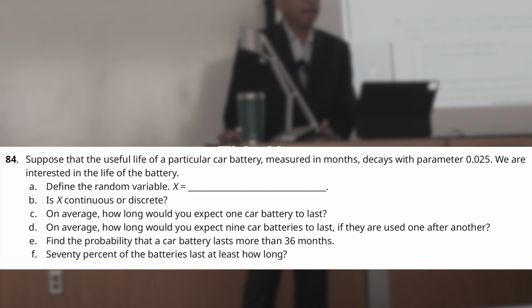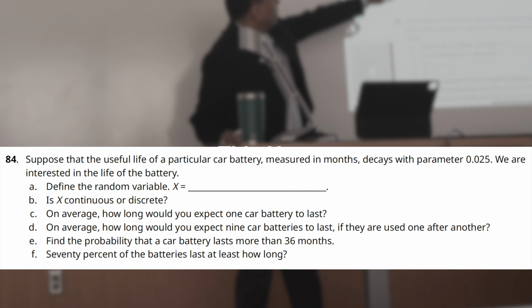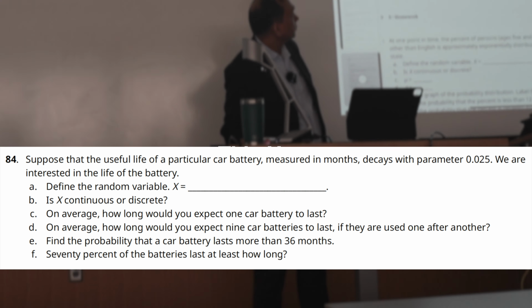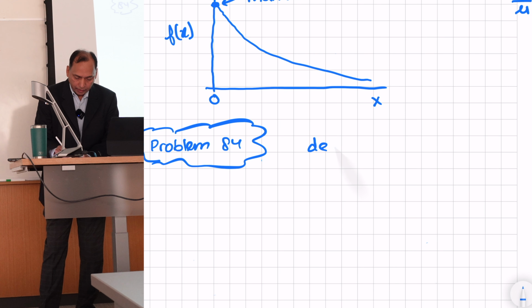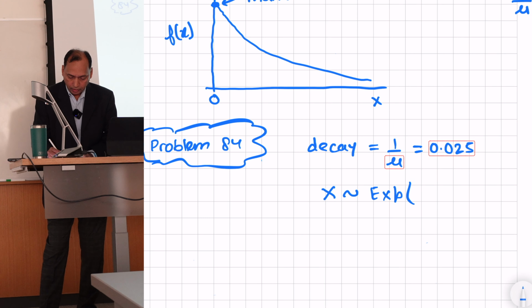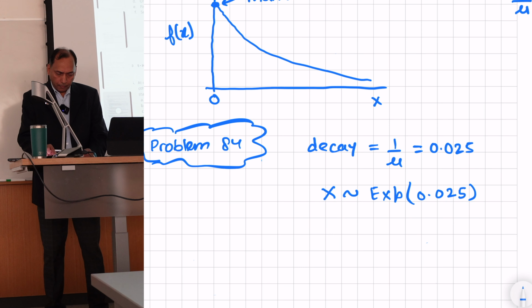Define the random variable x. So one number that we are given is 0.025. So first let me write down what is given. So we are given the decay parameter, which is m, or also 1 over mu. So this is 0.025. Essentially, we write x follows exponential distribution with m equals 0.025. So this is how we can write.